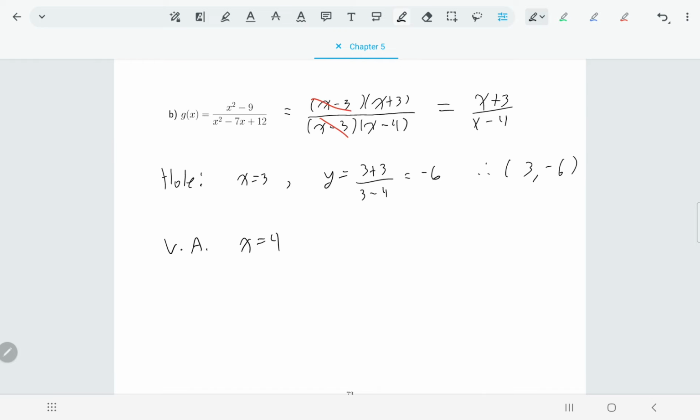All right, so I just want to say one last thing here before we end this video, and that's for these examples, they both had holes and vertical asymptotes, but be aware that not every rational function will have holes, not every rational function will have vertical asymptotes. It's possible that I could give you a rational function and it may not have any vertical asymptotes, and it also may not have any holes.